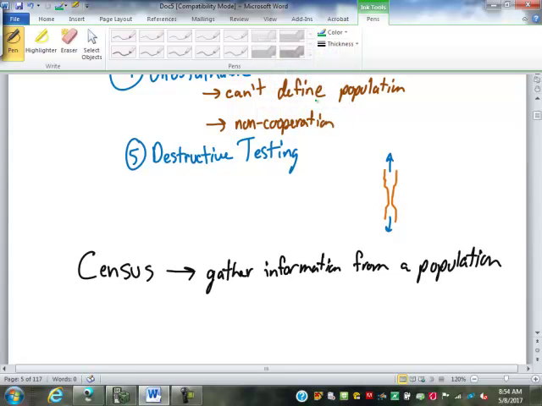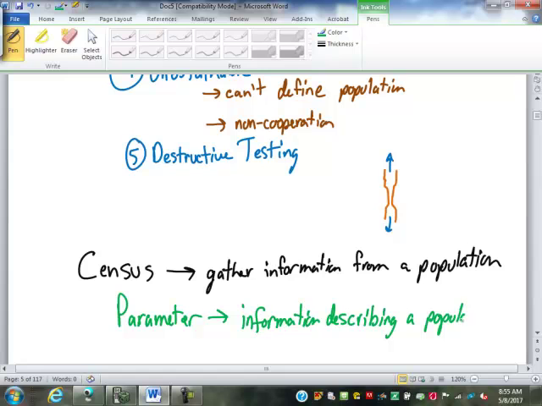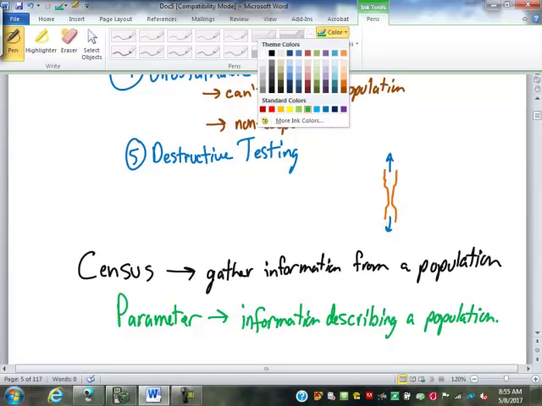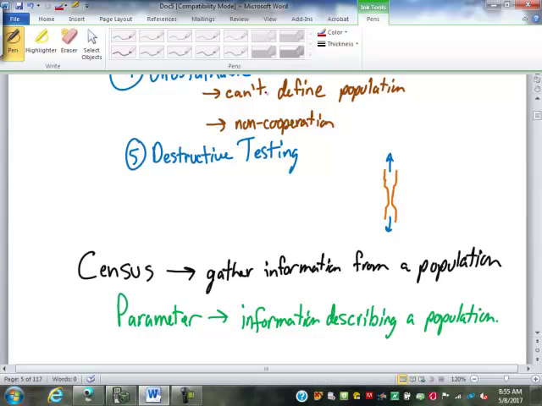Along with a census, I'm going to use a term called a parameter. And a parameter is information describing a population. A parameter is a little bit fuzzy. A parameter may not necessarily be something that's been gathered, where you actually gathered information from every member of the population to find it. It may have been that you gathered information from a survey and made a conclusion about the parameter. It's still a parameter. You're still describing a population with that information.